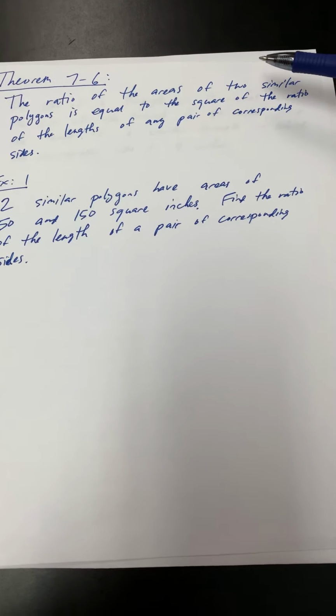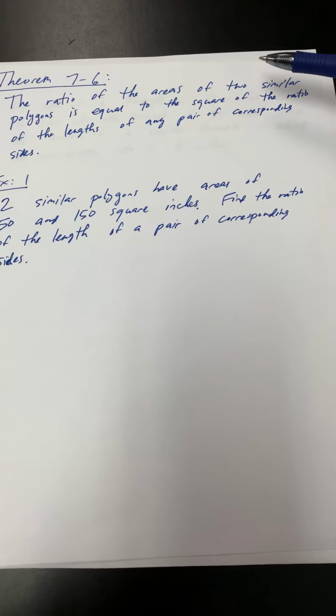of corresponding sides. Remember, with similar polygons, that's not congruent. That's similar. So you're going to have one that's larger than the other, but they're going to be proportional. One of the things I wrote down, I wrote down on this paper at the bottom here.